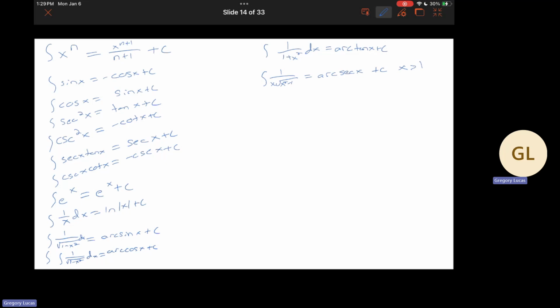And then one last one should help with the one we just did. If I have a to the x dx, it equals a to the x over ln a plus c. Sometimes it's 1 over ln a times a to the x, but it means the same thing. So I'm going to have you practice some problems using these properties.